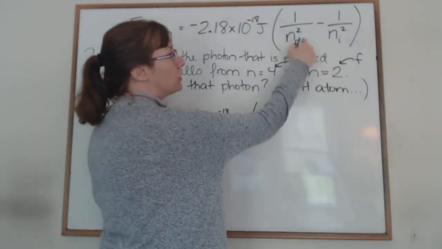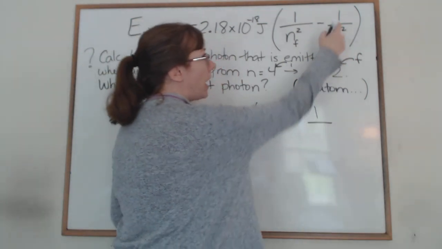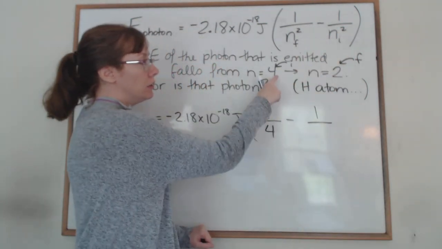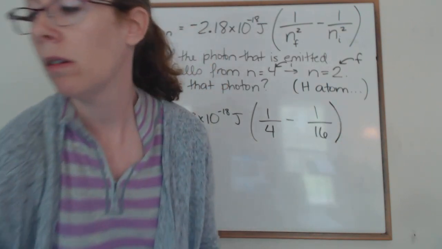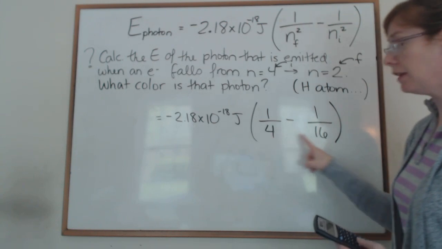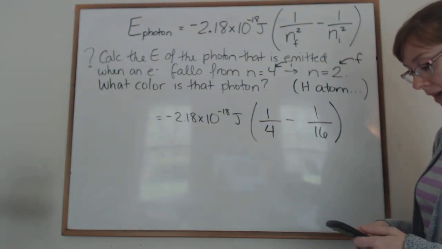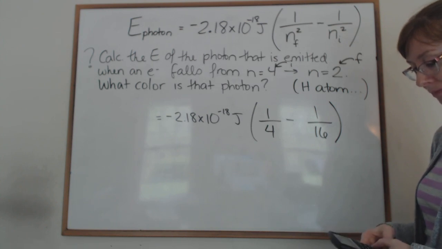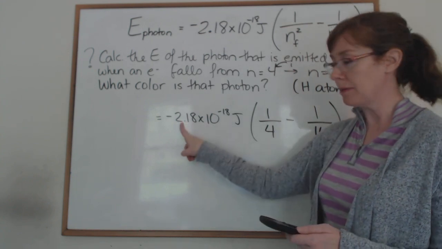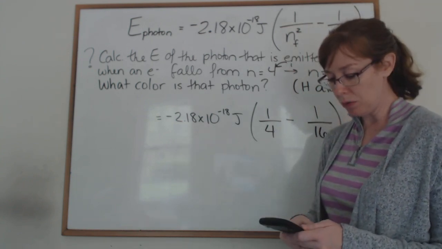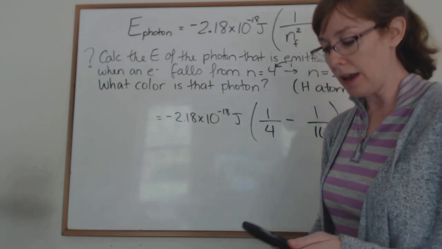So final is 2, but we're squaring it, so that becomes 4. And we're going to subtract 1 over n squared initial. So 4 squared is 16, and that is all you have to do. I usually find this number first, so we want to do 1/4 minus 1/16. Then we multiply whatever number you get times negative 2.18 times 10 to the negative 18th.